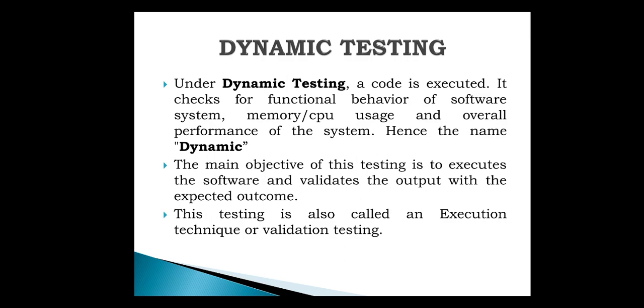Under dynamic testing, a code is executed. It checks the functional behavior of a software system, memory, CPU usage, and overall performance of a system. Hence, the name is dynamic. The main objective of this testing is to execute the software and validate the output with the expected outcome. This testing is also called as execution technique or validation testing.